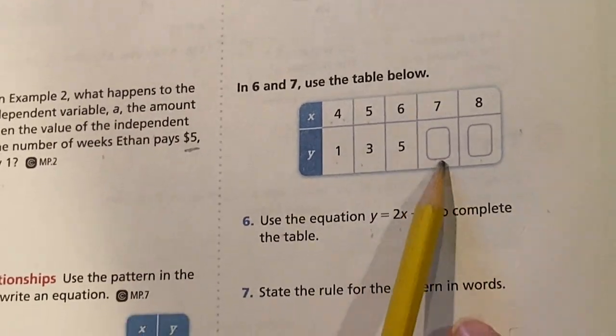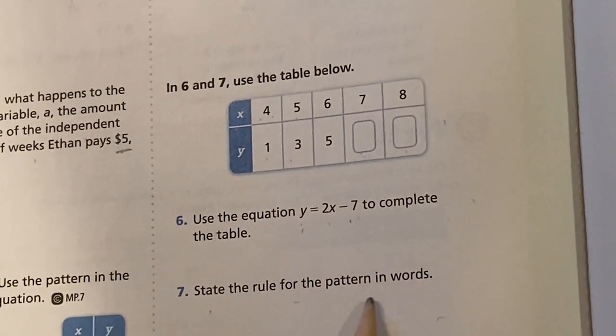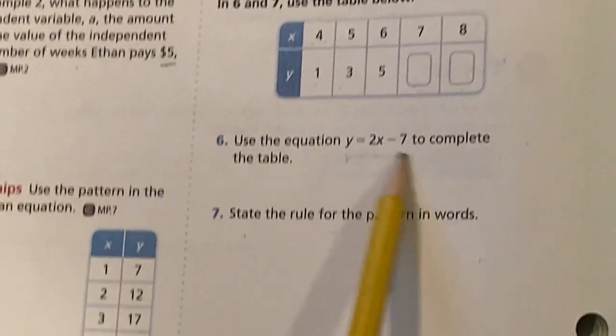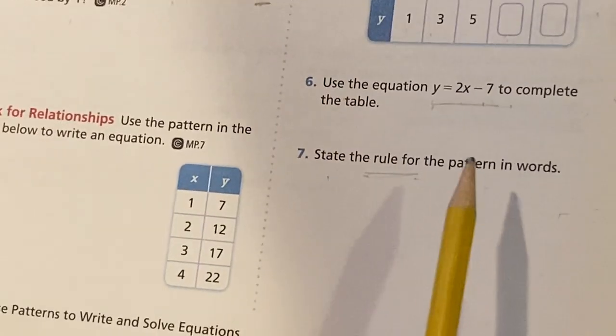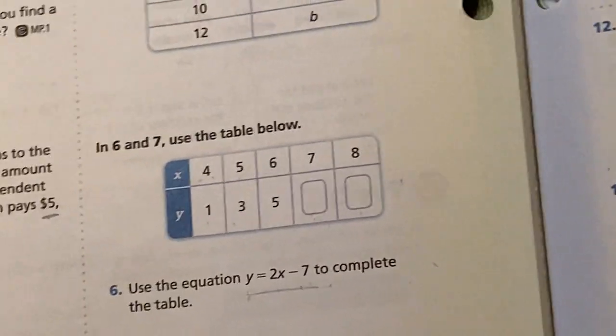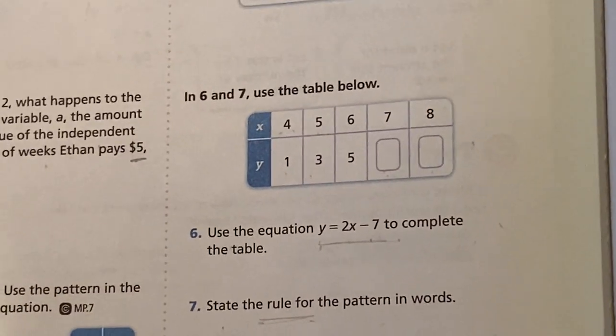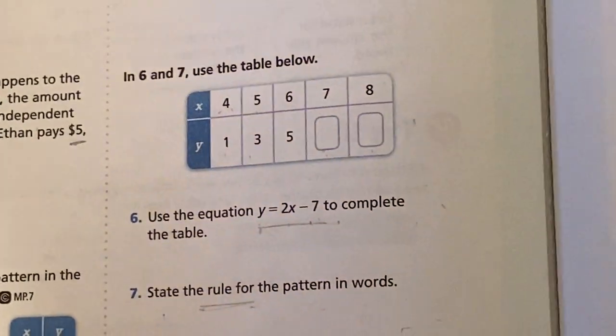Okay, so then how can you use that to complete that table? Then state the rule for the pattern in words. So here's an equation. What's the rule? It's kind of like the equation or the pattern, but written in words instead of as an equation. So complete those. Pause the video here and then start it up again when you're ready to check your answers.